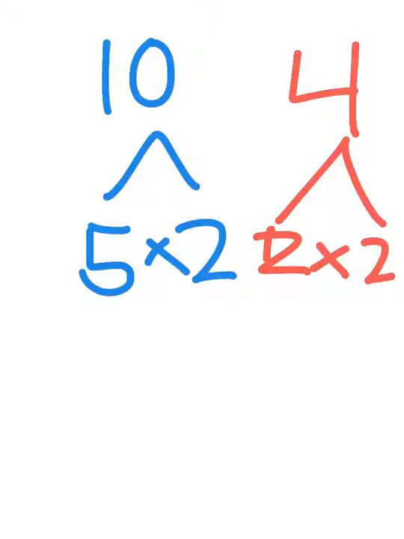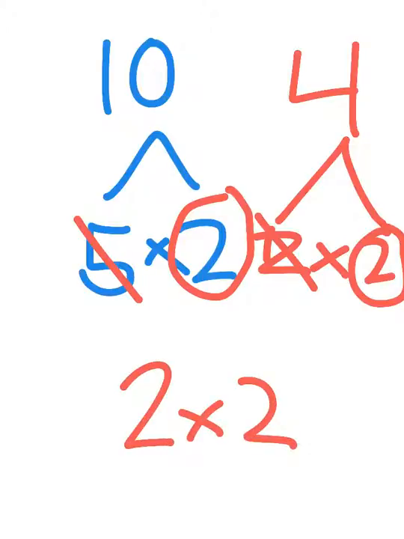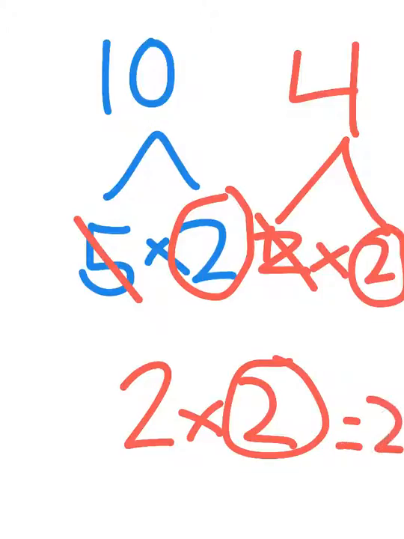And what we're going to do is cross out the 5 and one of the 2's, and we're going to match it up with one of the other 2's. And then we are going to go 2 times 2. It may equal 4, but the answer equals 2.